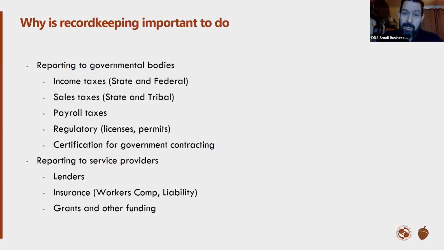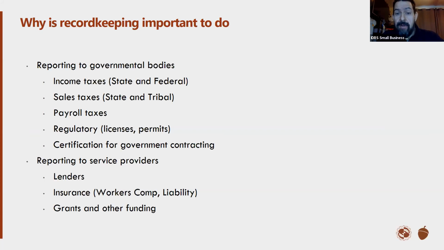Could also be for payroll taxes, right? That's a different form of a tax that you have to track. There could be different reasons why you need to get a license or a permit, so all the different regulations that different governmental bodies would have. Certification for government contracting, like an 8(a) certification by the SBA. You're also going to have records to apply for that.